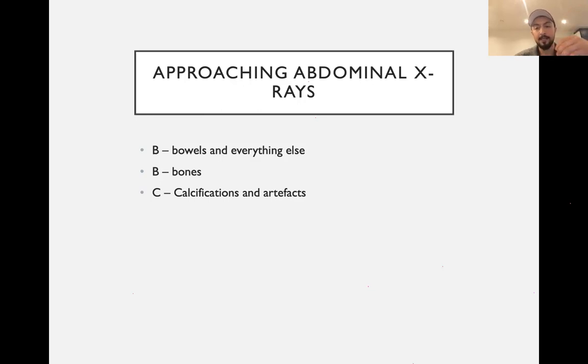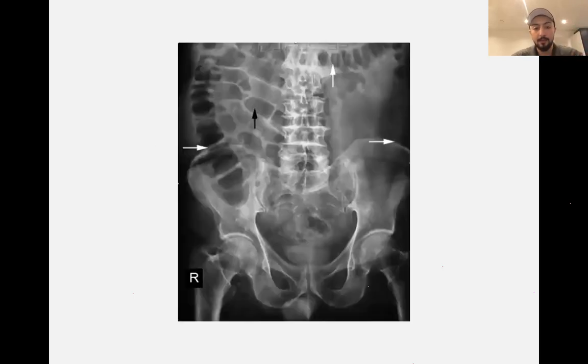And then if there's any calcifications like kidney stones or gallbladder stones, things like that. And artifacts, like you will see in a second, for example someone's hair or something piercing or jewelry, anything like that. So that's a normal abdominal X-ray.